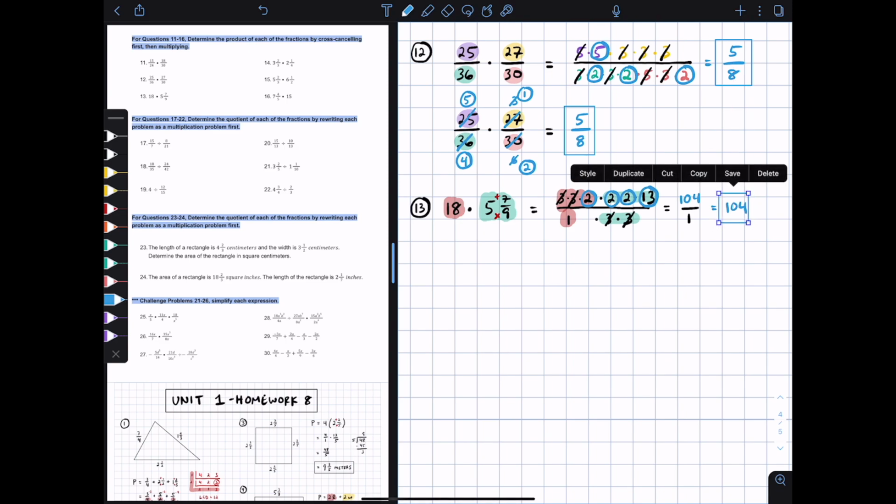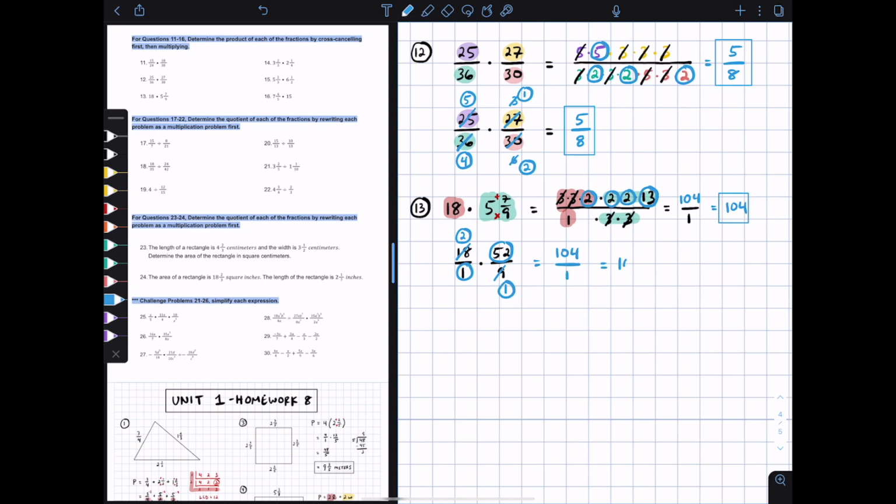Okay. Let's see if we can try this using cross-canceling. So if we were to just take this 18, again, this one's a little bit different. We have to write 18 over 1, and then write this as 52 over 9. What's nice about using this method right away is 9 and 18, you can divide them both by 9. And so you would get 2 and you would get 1, right? So this is a lot more straightforward because 2 times the 52 is 104 right away. And on the bottom, 1 times 1 is just equal to 1 right away. So we end up with 104 either way.